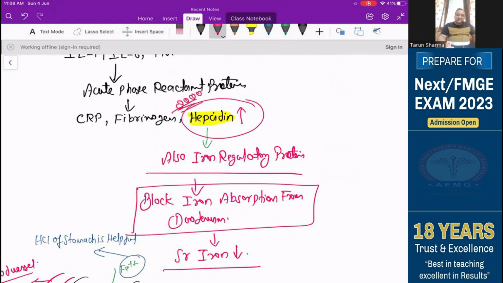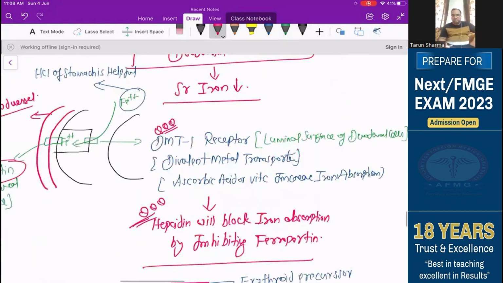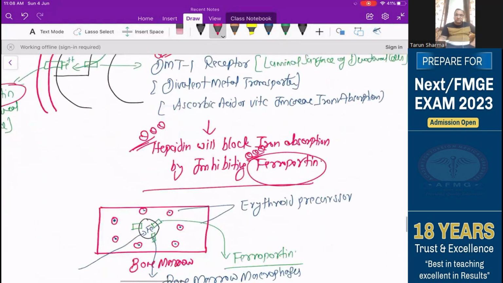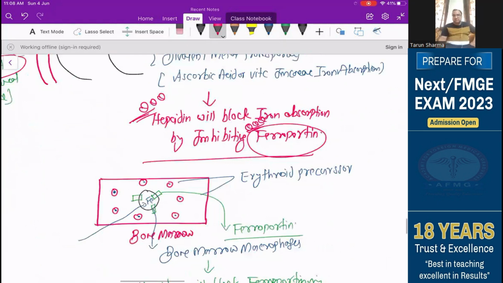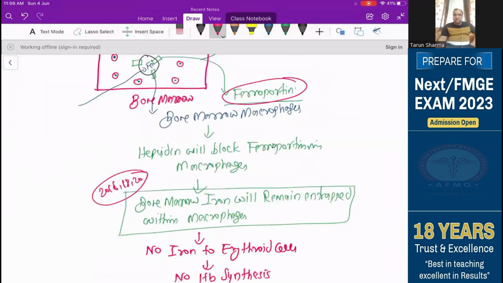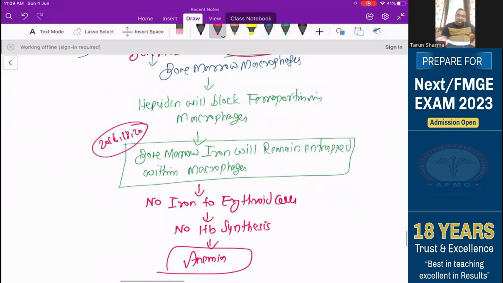Second question, hepcidin blocks iron absorption in anemia of chronic disease by acting on which receptor? That is ferroportin. That will be the second question. Okay. Third question, which receptors are blocked on the surface of the bone marrow macrophages in anemia of chronic disease? That is the third question. That is again the ferroportin. Okay. Fourth question, in which type of anemia does the bone marrow iron remain entrapped within the bone marrow macrophages? The answer is again the anemia of chronic disease.